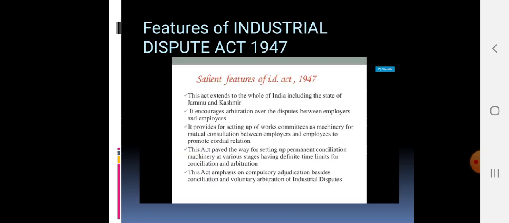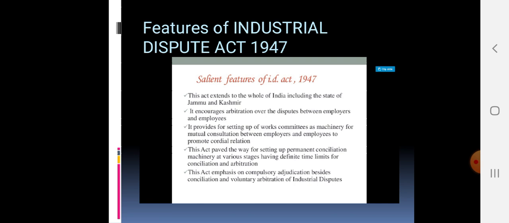Next are the salient features of the Industrial Disputes Act 1947. It came into effect on 1st April 1947. It is applicable to the entire country, including the state of Jammu and Kashmir. Industrialists and their workmen are directly affected by the industrial law. Dissatisfaction with the economic condition is the root cause of industrial disputes.